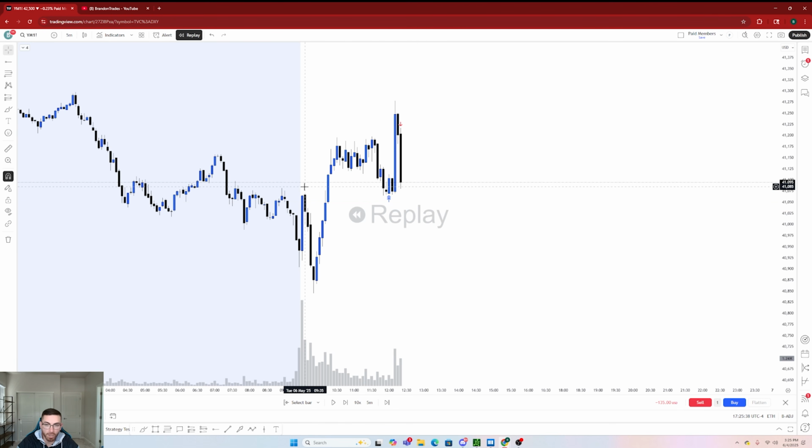Now, one thing to keep in mind, this setup is not going to present itself every single day. And as always, we want to look for confirmation before we take the trade. It's not like I'm always going to be going long or short just because we come back to test the 30-minute ORB. You always want confirmation behind that trade to actually get in.